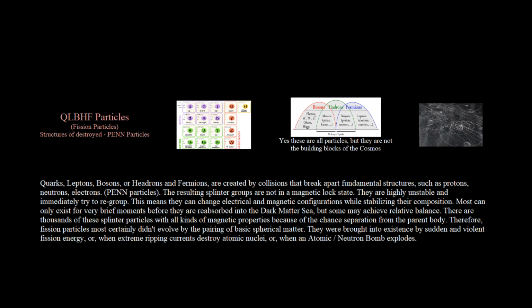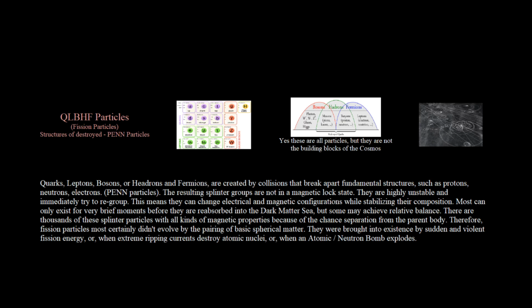Quarks, leptons, bosons, or hadrons and fermions, are created by collisions that break apart fundamental structures, such as protons, neutrons, electrons. Penn particles. The resulting splinter groups are not in a magnetic lock state. They are highly unstable and immediately try to regroup. This means they can change electrical and magnetic configurations while stabilizing their composition. Most can only exist for very brief moments before they are reabsorbed into the dark matter sea, but some may achieve relative balance. There are thousands of these splinter particles with all kinds of magnetic properties because of the chance separation from the parent body.